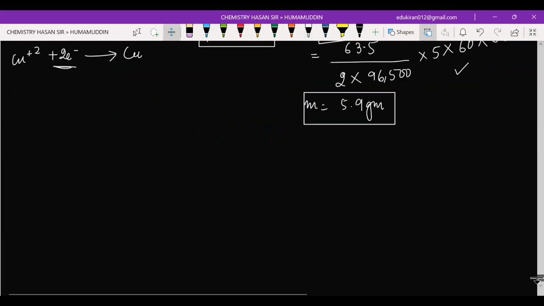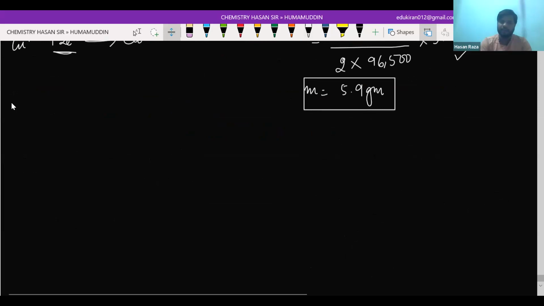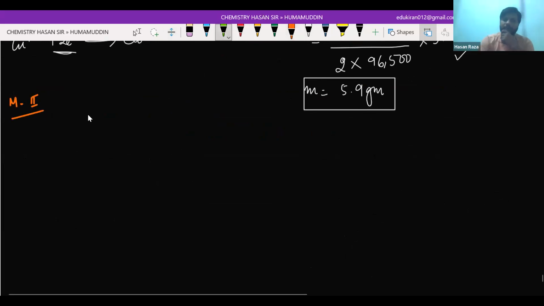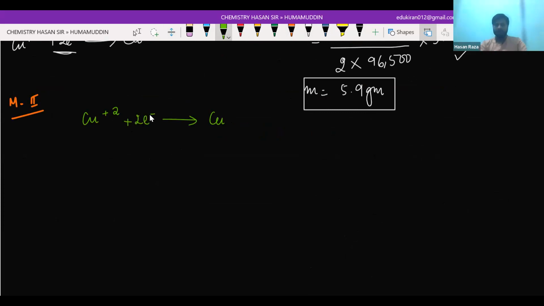Yes, sir. How can we do it by another method? You know that copper is in plus two. That is very important. Copper is in plus two and it will be deposited as Cu after gaining two electrons. Yes or no? Please do respond. So we can easily write two mole electron will give you one mole copper. Two mole electron, that means 2 Faraday.